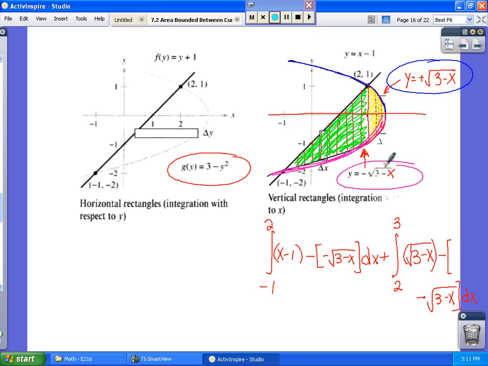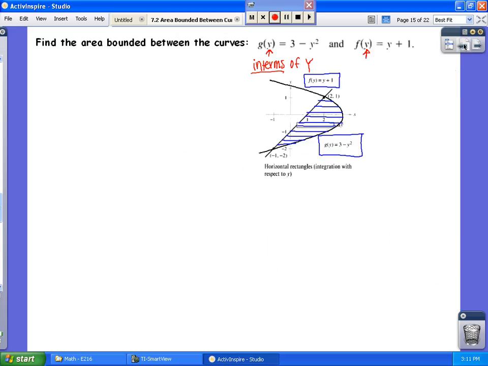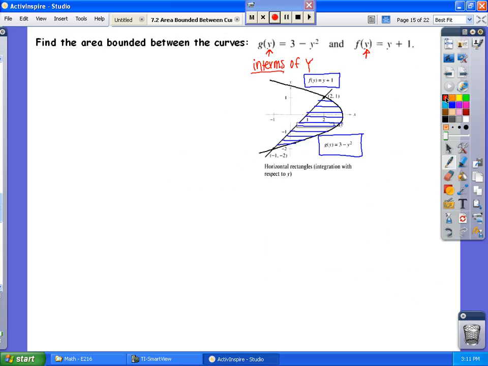So what we're going to look at is the integral bounds would have to be y values. So I would suggest crossing out your x values so you don't even look at them. This integral goes from a y value of -2 to a y value of +1. So now we're going to look at the right function versus the left function. This is our right function. The line is our left function. And this problem would be 3 minus y squared minus the function y plus 1 dy.